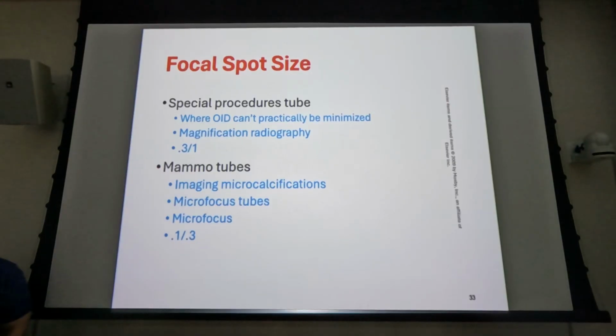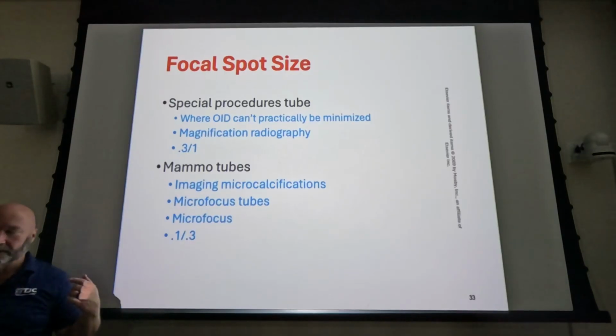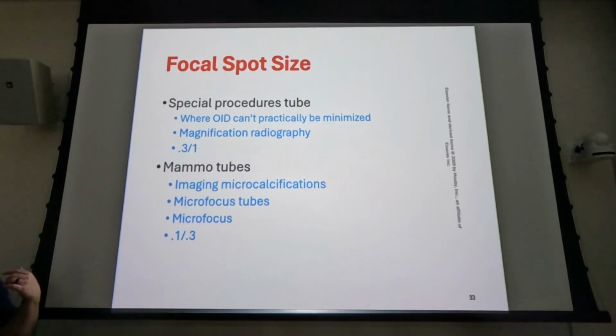The only way that we can keep that from happening really is to increase our SID, right? That's why we use 72 inches for chest X-ray, a lateral C-spine, AC joints. You know, pick another exam where we go 72 inches. We use it to decrease magnification and reintroduce sharpness of recorded detail.